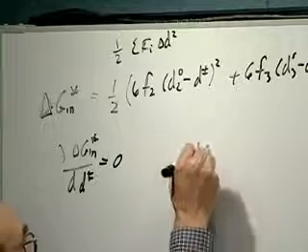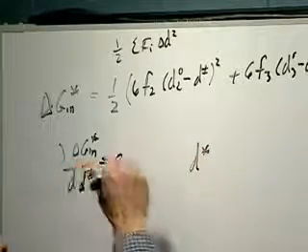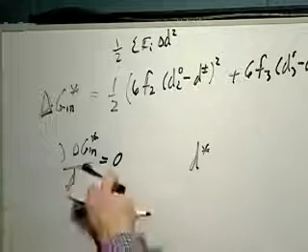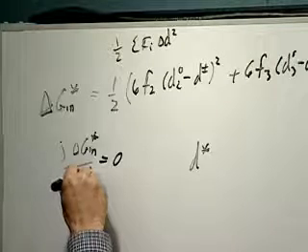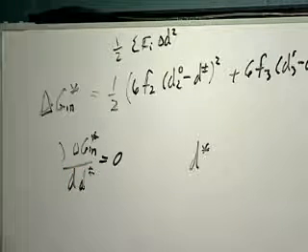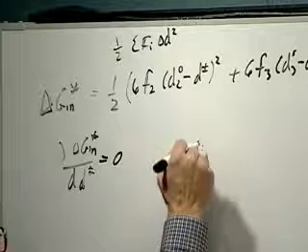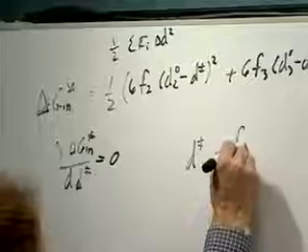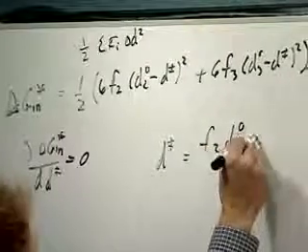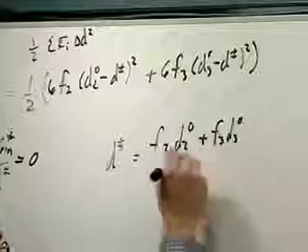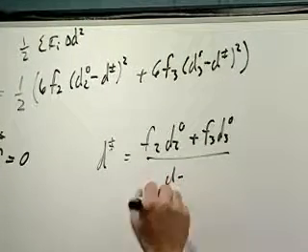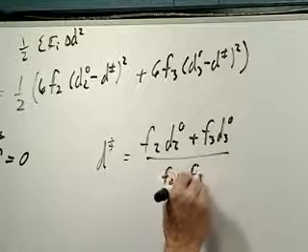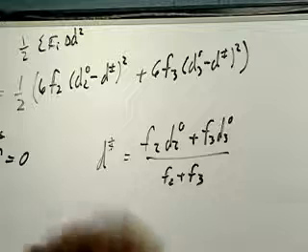And I get D star. I guess it's not dagger, this is star. Oh, I called it dagger, so whether it's dagger or star, I seem to have no consistency. Okay. So D star is going to be equal to F2 D20 plus F3 D30 all over F2 plus F3. Okay?